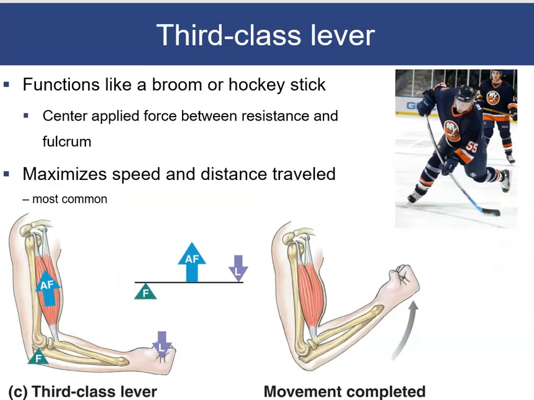Your third-class lever system is the most common type in the body. This one functions like a broom or a hockey stick. The applied force now will be in the center with the load on one side and the fulcrum on the other. This type of lever system maximizes the speed and the distance that can be traveled.